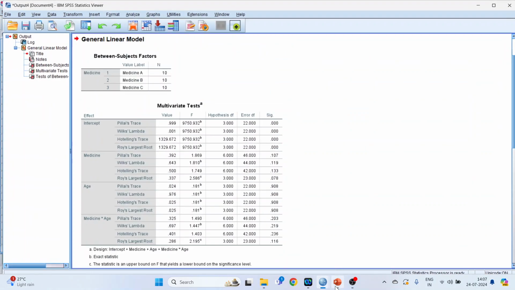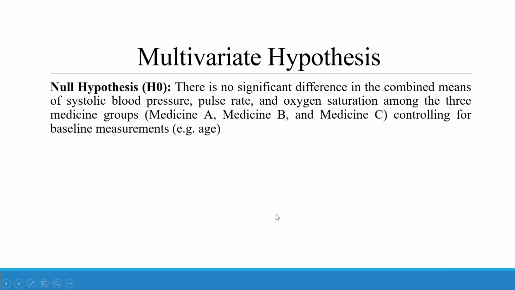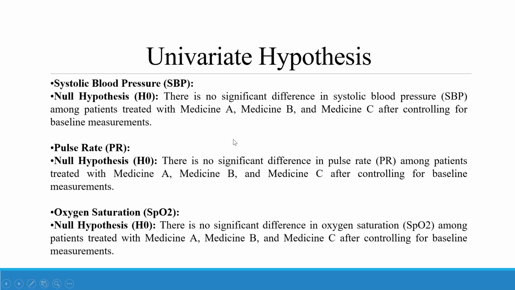Now before we proceed further, let's see the hypotheses which we will have to test. The first is a multivariate hypothesis. Its null is there is no significant difference in the combined means of the systolic blood pressure, pulse rate, and oxygen saturation among the three medicine groups, controlling for the baseline measurement, that is age. This is the multivariate hypothesis.